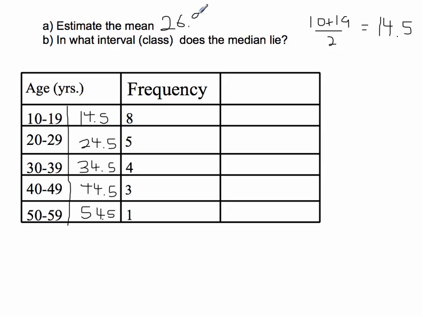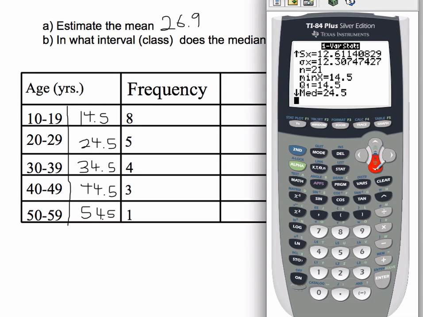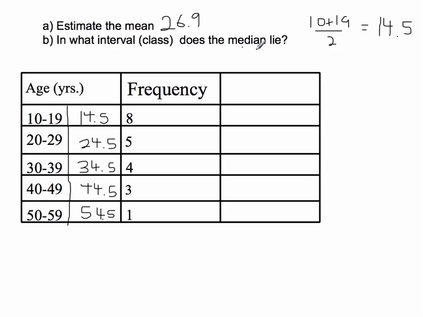And for the median, we have to scroll down to get the median. Okay, notice that you have all the information you need for a box plot here: minimum, lower quartile, median, upper quartile, and maximum. So if you want to do a box and whisker plot, all your data is right there. And the median is 24.5. Okay, so the median is actually in this interval class right here.